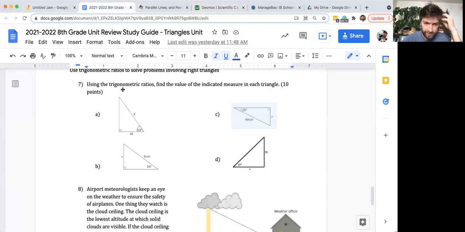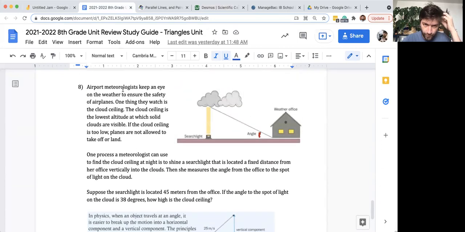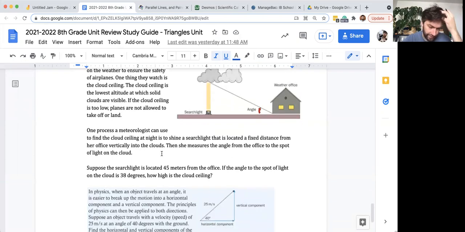So I'm now going to do these last two. Airport meteorologists. Okay, with these word problems, just remember, I'm just trying to get you to draw a right triangle. So airport meteorologists keep an eye on the weather to ensure the safety of airplanes. One thing they watch is the cloud ceiling. The cloud ceiling is the lowest altitude at which solid clouds are visible. If the cloud ceiling is too low, planes are not allowed to take off or land.